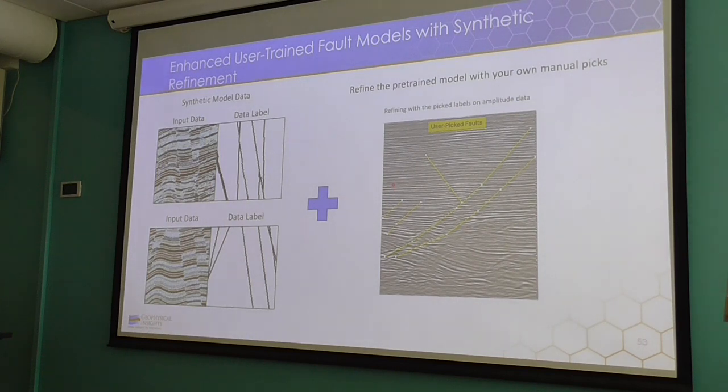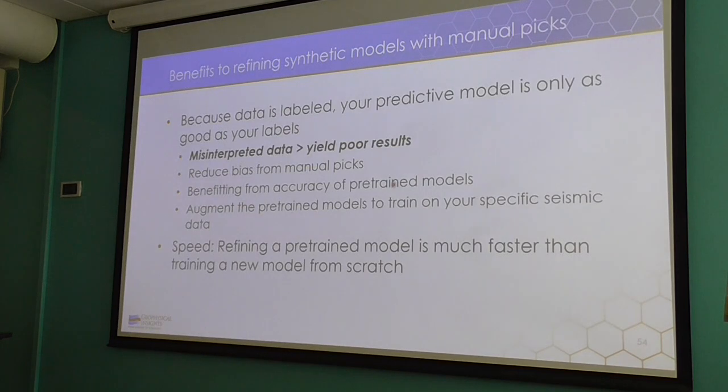Those model weights are set, so when you augment with a manual pick, it's just slightly refining those model weights. So it's a lot faster. You don't have to do that much, and you're just telling it where fault isn't, as well as where fault is. I've already talked about how misinterpreted data is going to have bad results. This reduces your bias, and you benefit from the accuracy of the pre-trained model. Lastly, you augment the pre-trained model on your specific seismic. So if you have noisy seismic data, you tell it where a fault is and where a fault isn't, it updates the model weights with that information, and it's going to do a better predictive job on the rest of your survey.